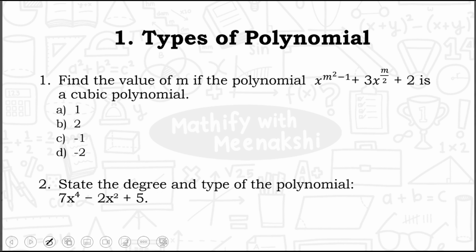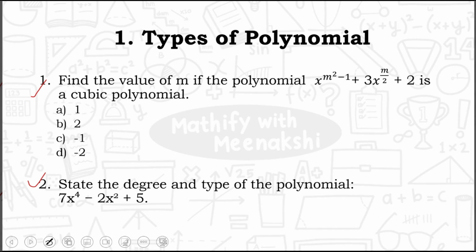First, types of polynomial. Under this topic, I have written two questions for you. In the first question, you have to find the value of m if the polynomial x^(m²-1) plus 3x^(m/2) plus 2 is a cubic polynomial. So what you will do here, you have to simply put the values of m one by one, like m equal to 1, m equal to 2, m equal to minus 1 and m equal to minus 2, and you have to check at which value of m this polynomial becomes a cubic polynomial. What is a cubic polynomial? When the power of x is 3.